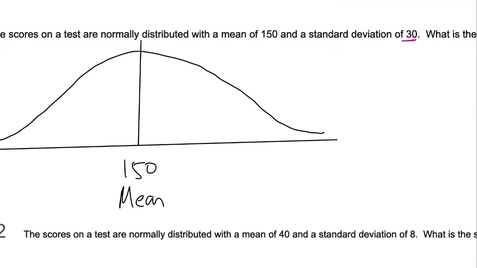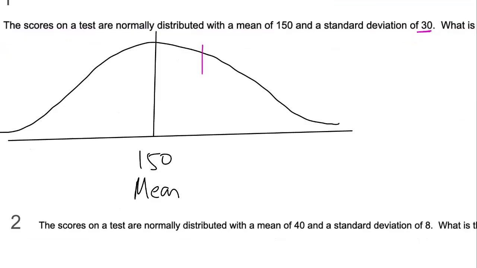So 1 standard deviation to the right will be 180. So that's 1 standard deviation on the right. That's why you have the +1. The +1 means it's to the right of the mean. To the left of the mean, -1 would be 120, thank you. And then you keep going. So 2 standard deviations would be 210.